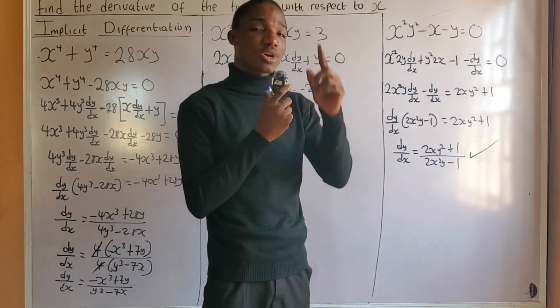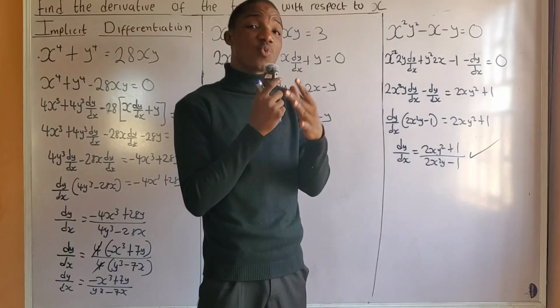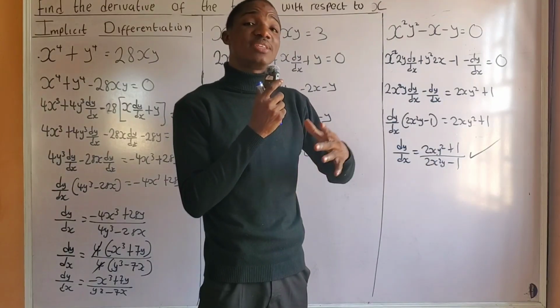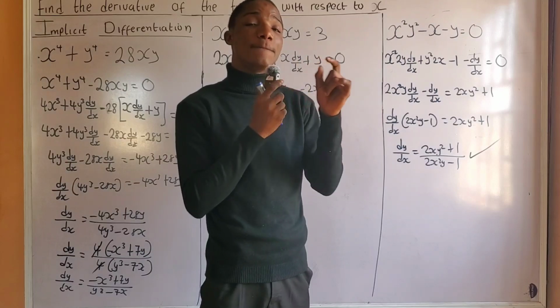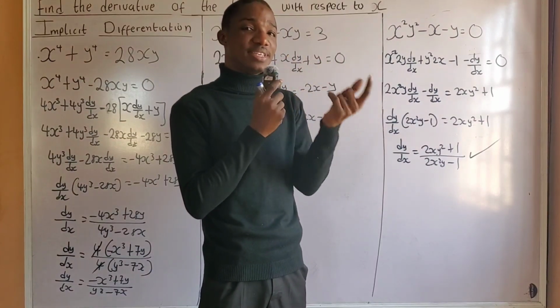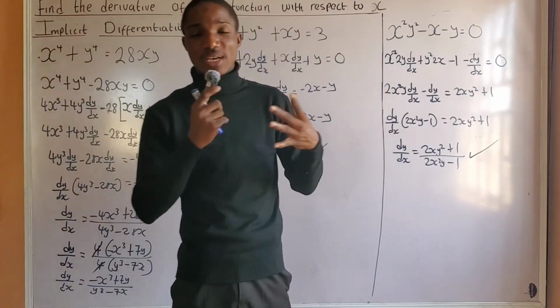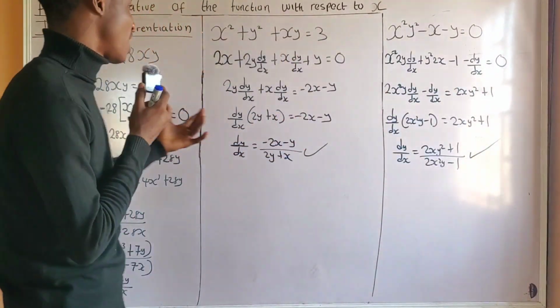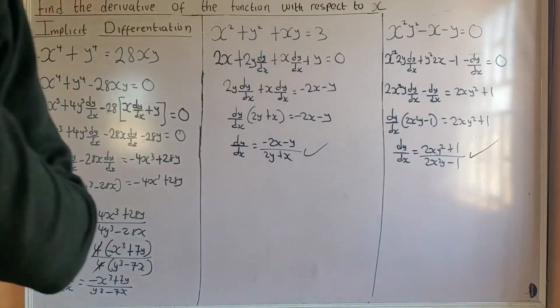Differentiate negative x, you're going to have negative 1. Differentiate negative y, you're going to have negative 1, right? Now, because we are differentiating y with respect to x, you are going to multiply that negative 1 by dy dx. Negative 1 times dy dx will give me negative dy dx. Are you getting it? So that's why I have this. Then I collect like terms and then I factorize. Then I arrive at this answer. Okay, so that is the solution to that question.